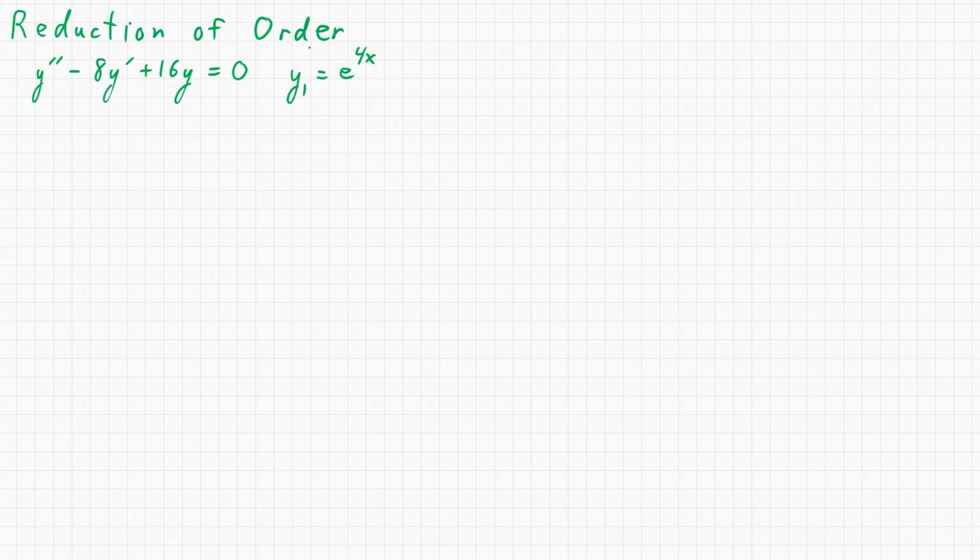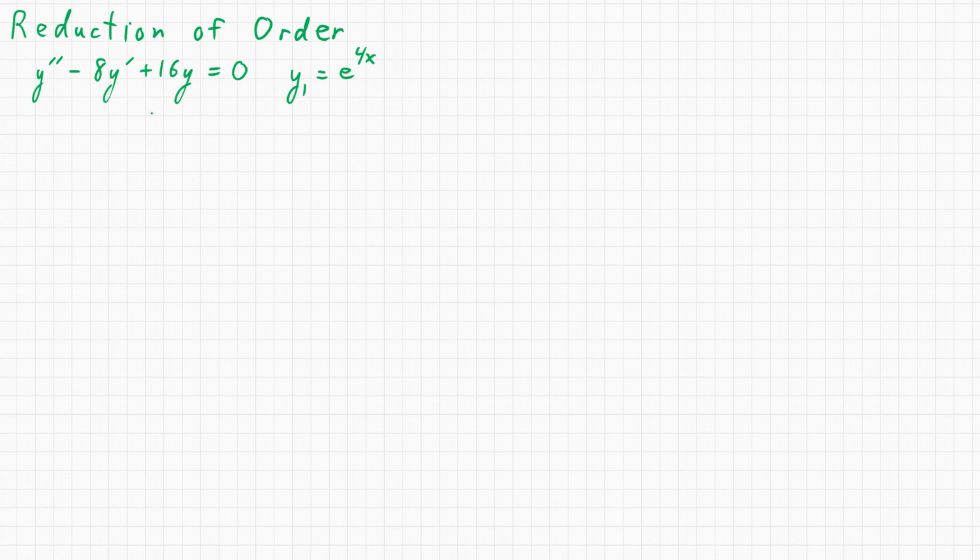This method is called reduction of order. It's useful for finding the second homogeneous solution, if you're only given one. You have to be given one homogeneous solution to a second order linear homogeneous differential equation. All right, so this equation here, it's constant coefficient.